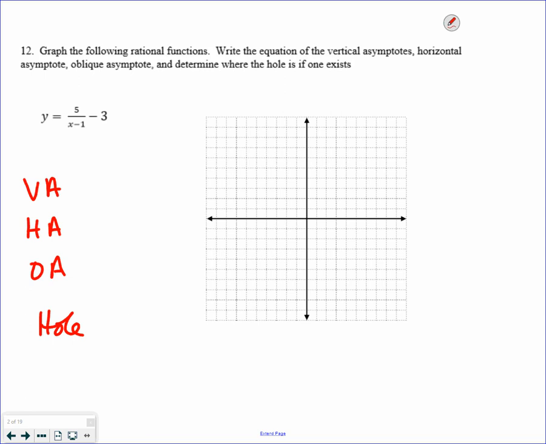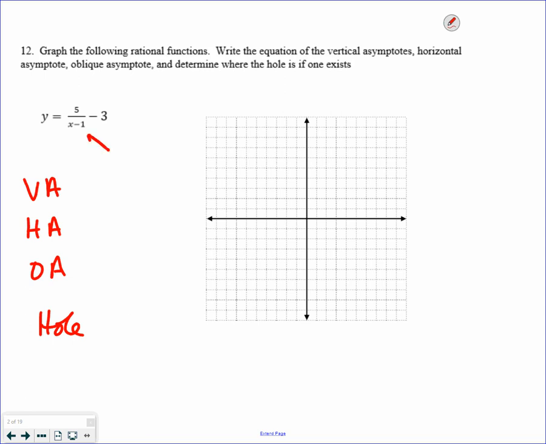If the degree of the top is the same as the degree of the bottom, or if the degree of the top is smaller than the degree of the bottom, or in this case, when it's subtracting 3, so now you've got a translation down 3. An oblique asymptote only occurs when the degree of the top is larger by 1 than the bottom, and holes only occur if something cancels. So here we go. We'll go through this question.